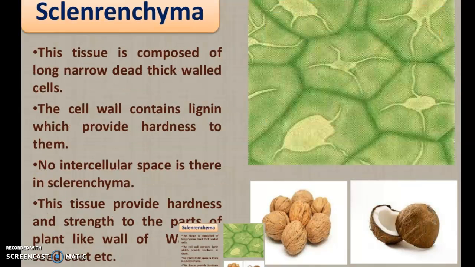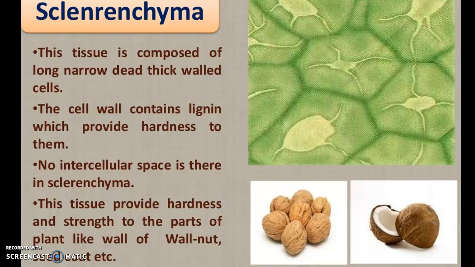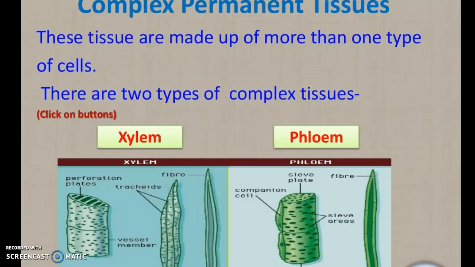Sclerenchyma. Sclerenchyma tissue is composed of long, narrow, dead, thick-walled cells. The cell wall contains lignin, which provides hardness to them. No intercellular space is there in the sclerenchyma. This tissue provides hardness and strength to the parts of the plant, like the walls of the walnut and the seed coat. So in the diagram you can see that walnut and coconut have sclerenchyma around their seeds.